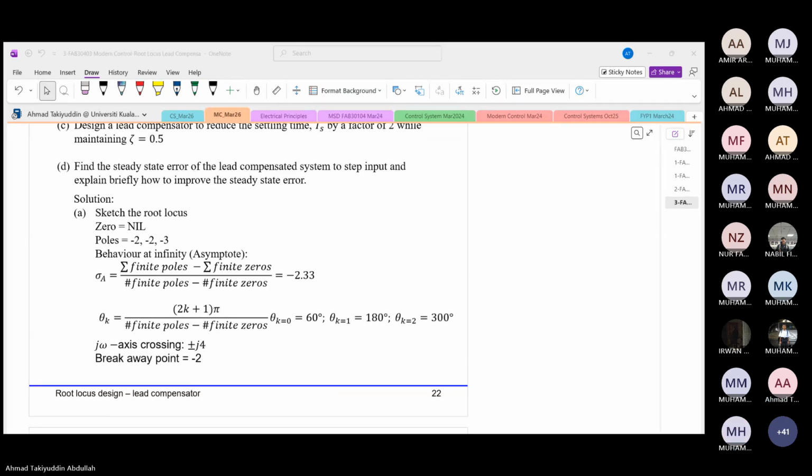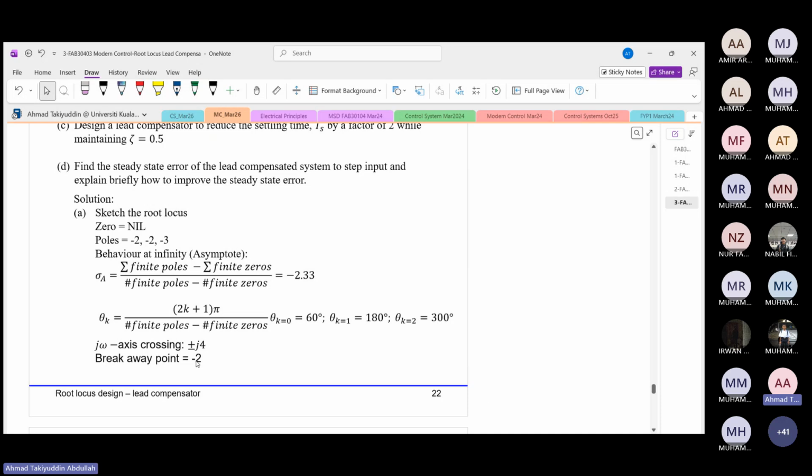Hello? Okay. For the j omega axis crossing, you can use the Routh-Hurwitz method, or letting s equal to j omega, it will be at plus minus j4. The breakaway point will be at the point where we have these two repeated poles, and it will be at this -2.